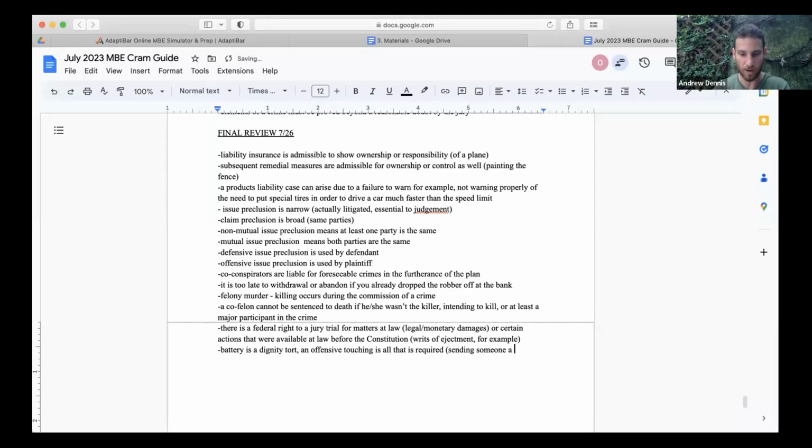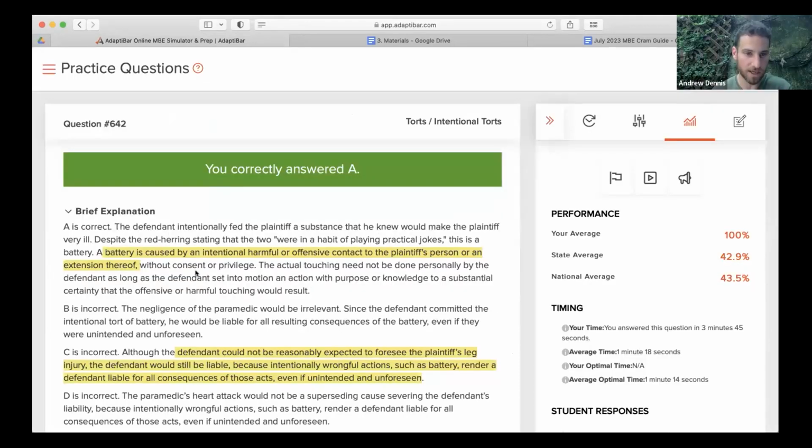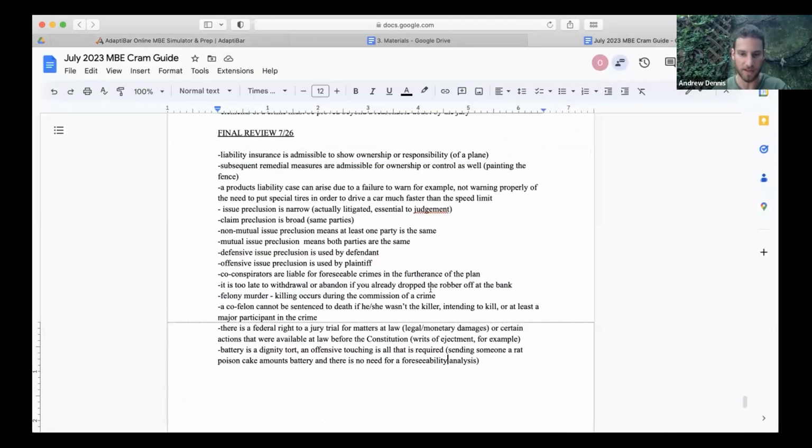Sending someone a rat poison cake amounts to battery. And there is no need for a foreseeability analysis, right? Do you understand why it's battery? A harmful or offensive contact, with or without privilege. The actual touching need not be done personally by the defendant, as long as the defendant set into motion, with the purpose or knowledge to a substantial certainty, that the offensive or harmful touching will result. So let's add that in here.